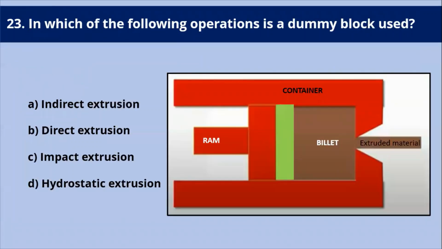Next question: in which of the following operations is a dummy block used? Now this is one diagram I have shown, and in this diagram I have shown a dummy block, right? Basically, in direct extrusion, or I can say forward extrusion, a dummy block is used during the functioning of this extrusion process to protect the tip of the ram, and that's why a dummy block is provided. It means that in direct extrusion we are using a dummy block.